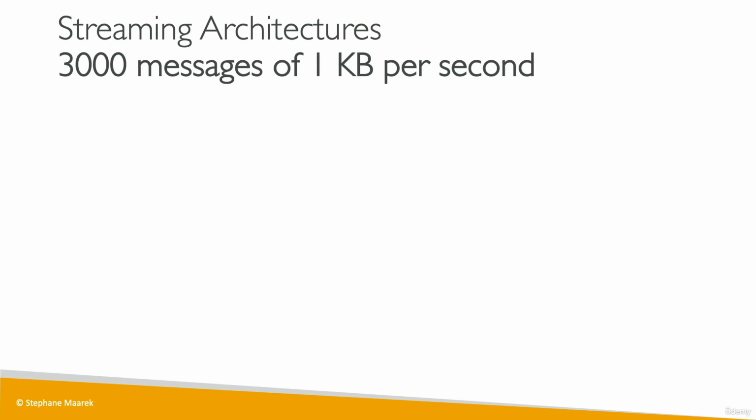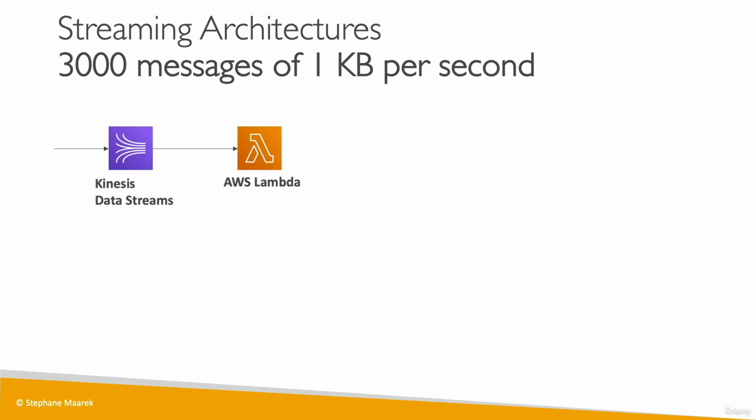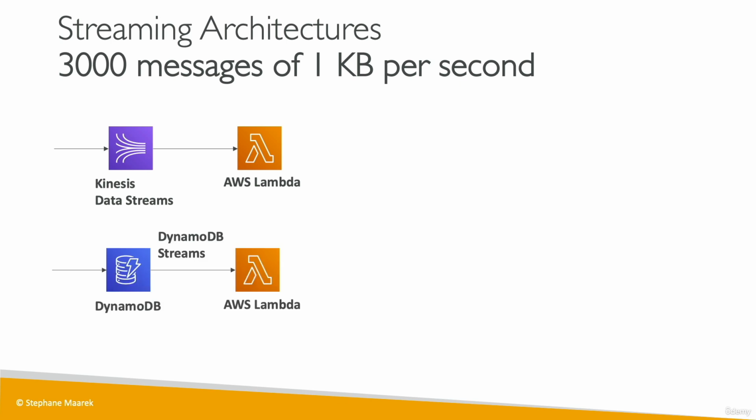So option number one is to use Kinesis data streams with a Lambda function. And option number two is going to be using a DynamoDB table with DynamoDB streams and a Lambda function. So ask yourself, what is going to be the most efficient and what is going to be the most cost effective, and what trade-offs are we going to have between these two architectures? Because they both work.